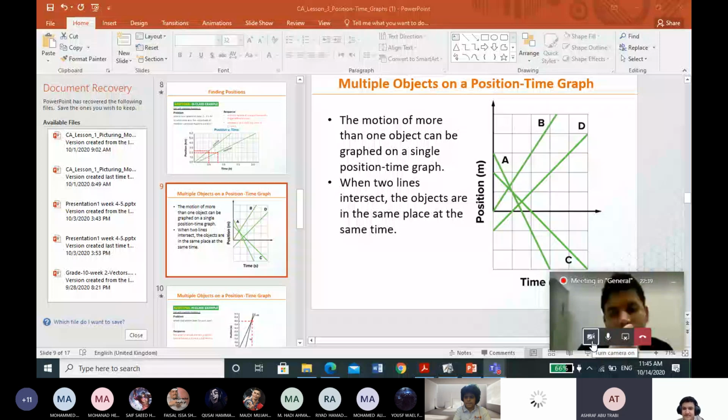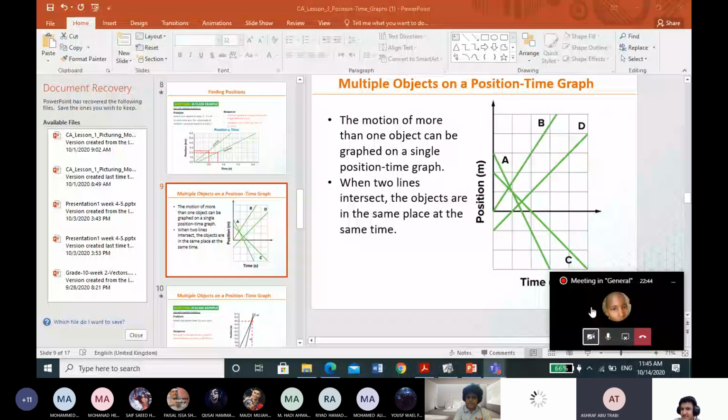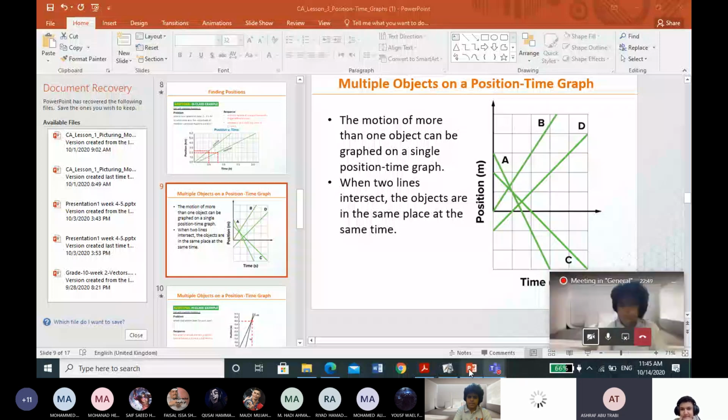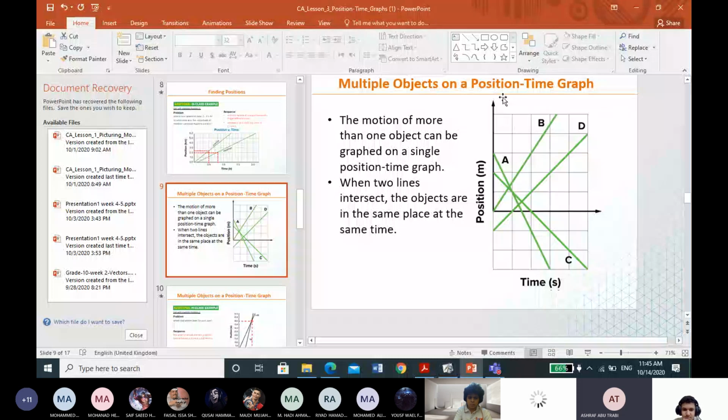Now it's better, guys. Can you see my screen? Yes, mister, we can see it. Okay, so now multiple objects on a position time graph. If there is more than one object on a graph, guys, we can draw even 1,000 or 1 million objects that are moving at the same time. Suppose you all know Google Maps, guys, yes? You know that Google Maps is a position time graph: the position of a car, let's say, as a function of time. When the car is moving, we can see that the car is moving in this place as a function of time.